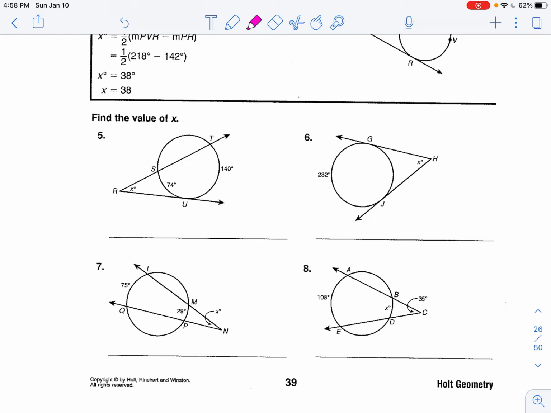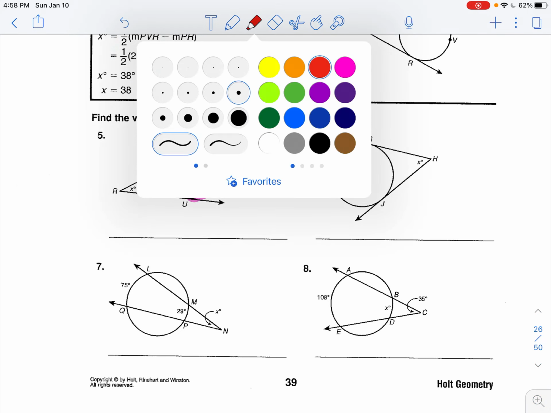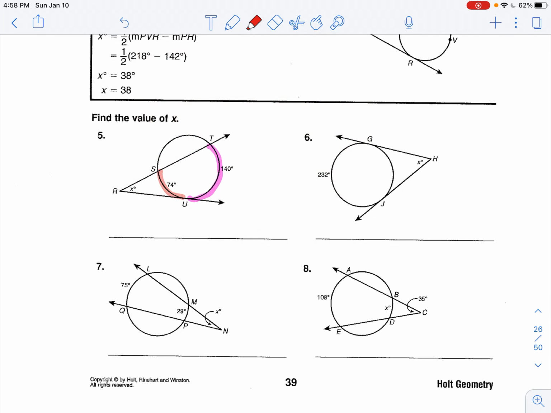All right, so in problem 5, here's our larger arc, 140. We're going to subtract the measure of the smaller arc, 74, and then cut it in half. So 140 minus 74 is going to give me 66. And if I cut that in half, 1/2 of 66 is going to give me 33 degrees. And that's going to be the measure of this angle on the exterior of the circle, SRU, or just this measure of angle X.